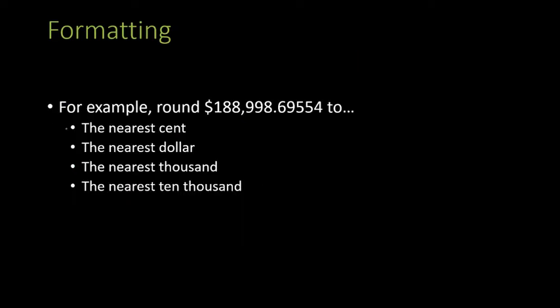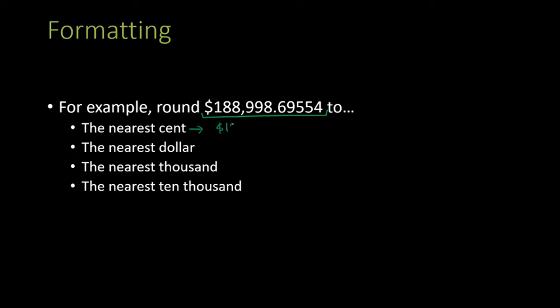So, continuing on that, say that this was the answer you came up with. 188,998.69554. So you have this final answer and you're asking yourself, well, what should I type in as my answer? Depending on how the question has asked you to format, there are different things you might need to type in to be answered correctly. So for example, let's say it asks you to put your answer to the nearest cent.